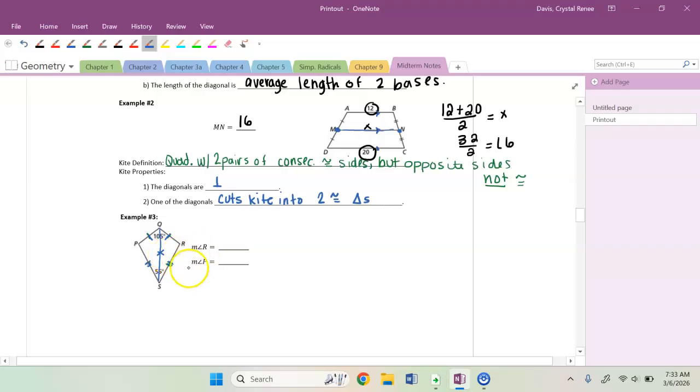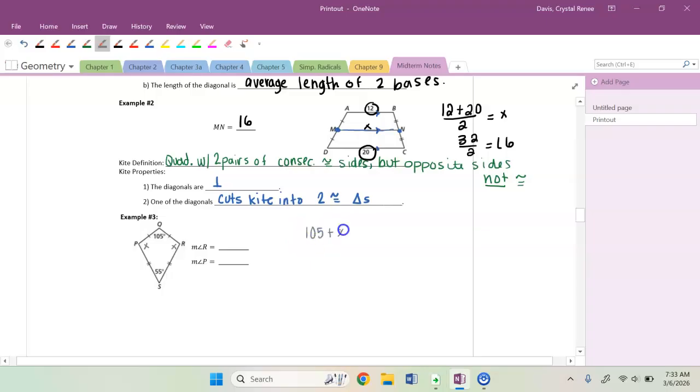So if I look at this kite, I want to find the measure of angle R and angle P. Well, now because these two triangles are congruent, I know that these two angles have to also be congruent. I'm going to erase this so I can read some things. These two angles are congruent. Well, a kite, guys, is just a quadrilateral, so I know all four of these angles have to add to 360.